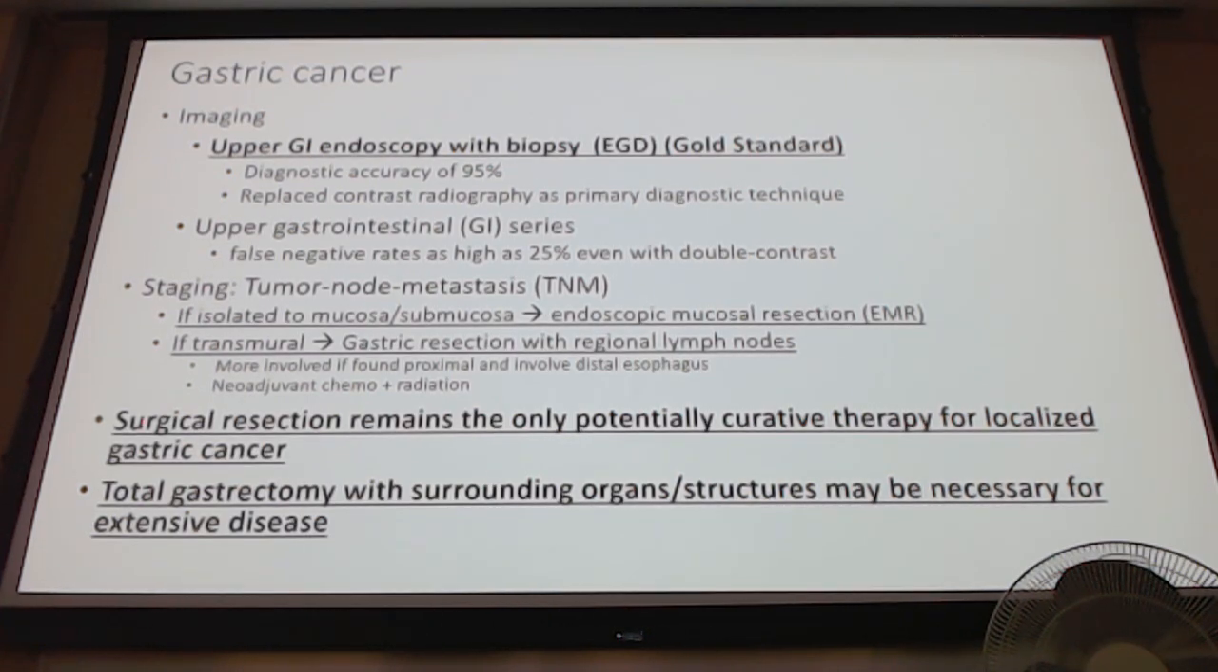If it is local, for most localized gastric cancer, surgical resection still remains the most potentially curative. If at any point it becomes extensive, then we pretty much have to do a total gastrectomy. We may have to take the spleen, part of the intestines, or whatever it's attached to. We do that with a technique called en bloc. We basically cut all around it and then take it out all as one.